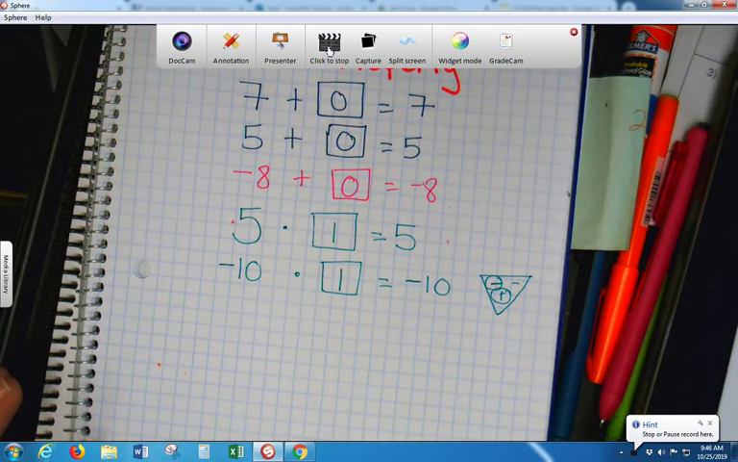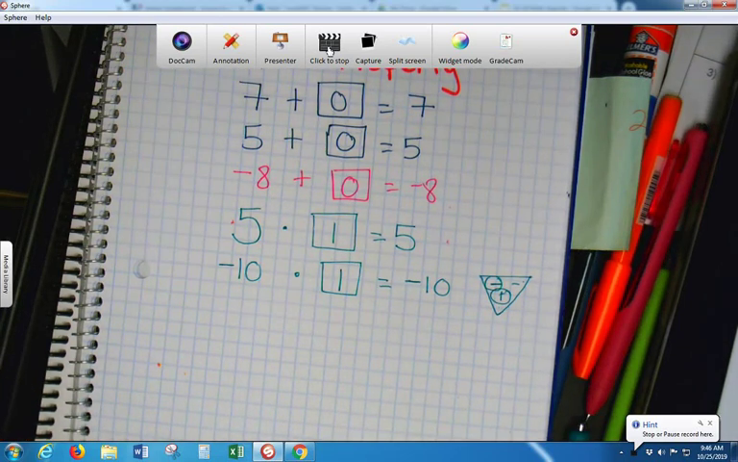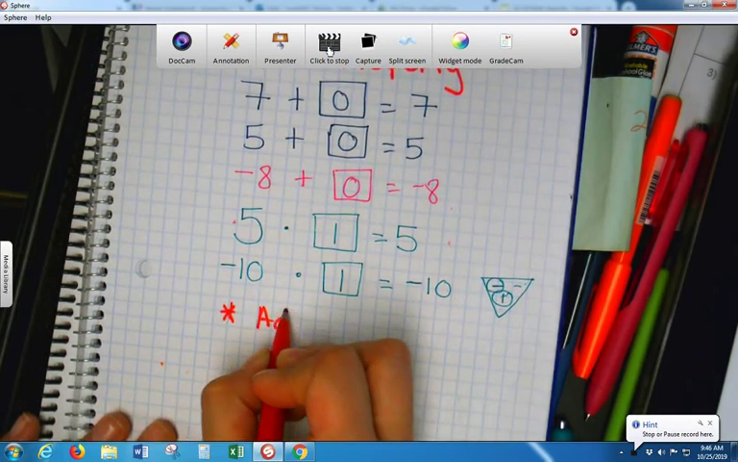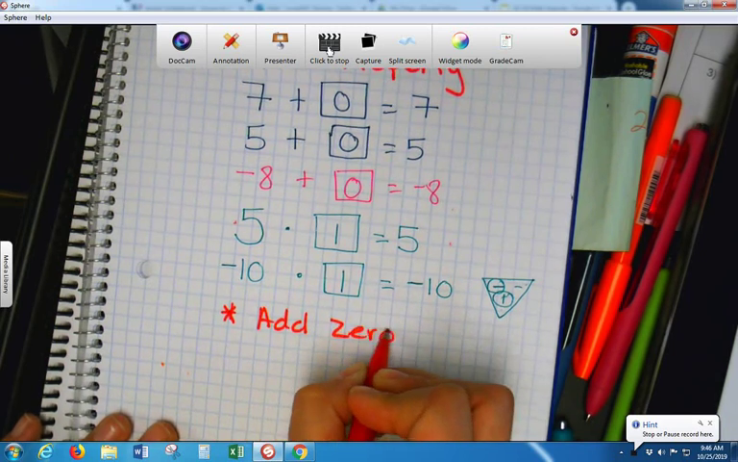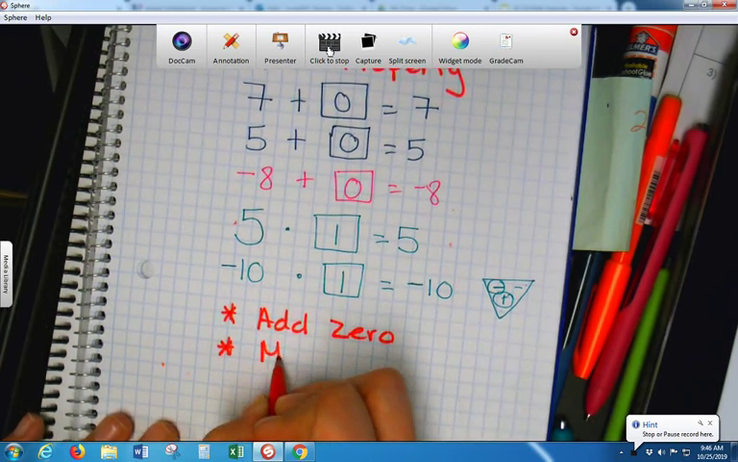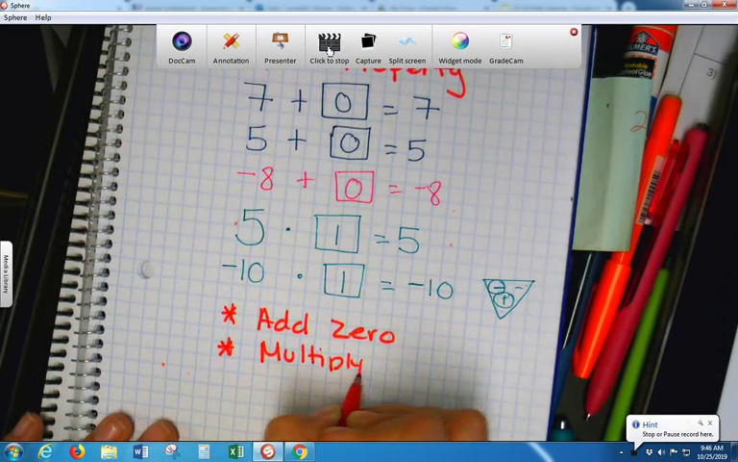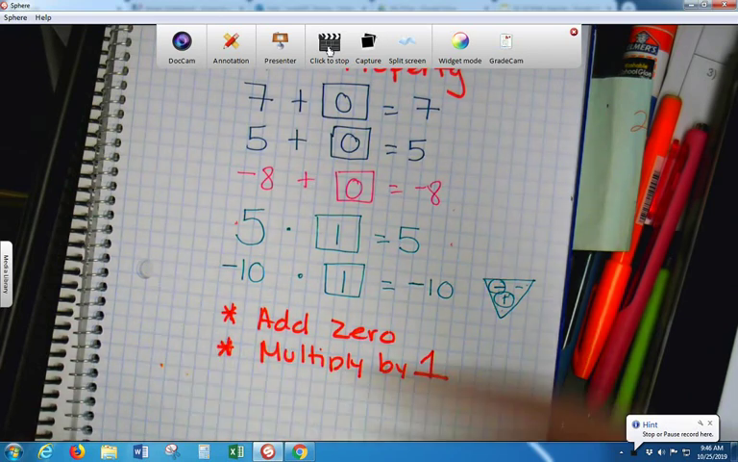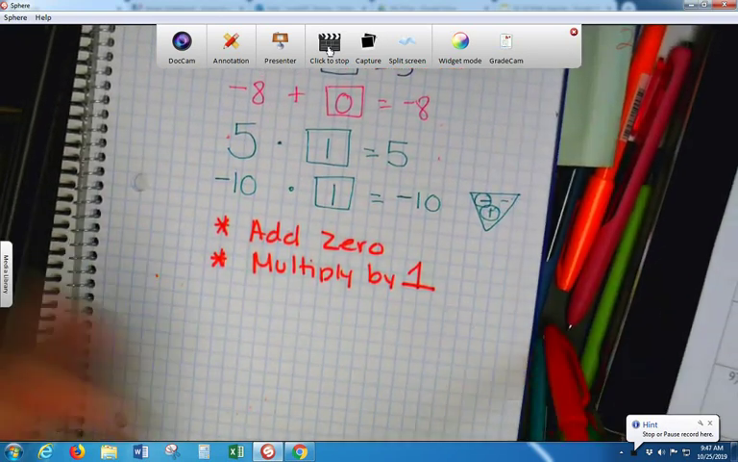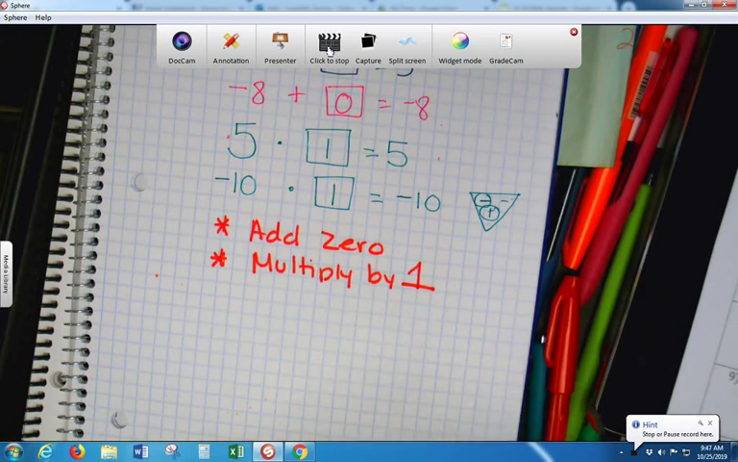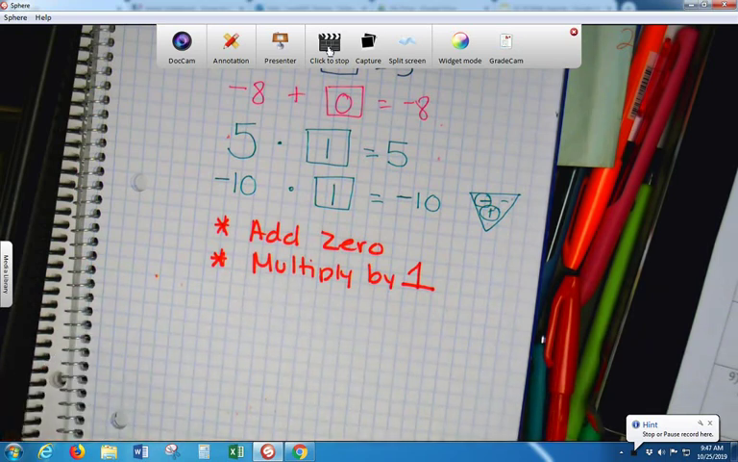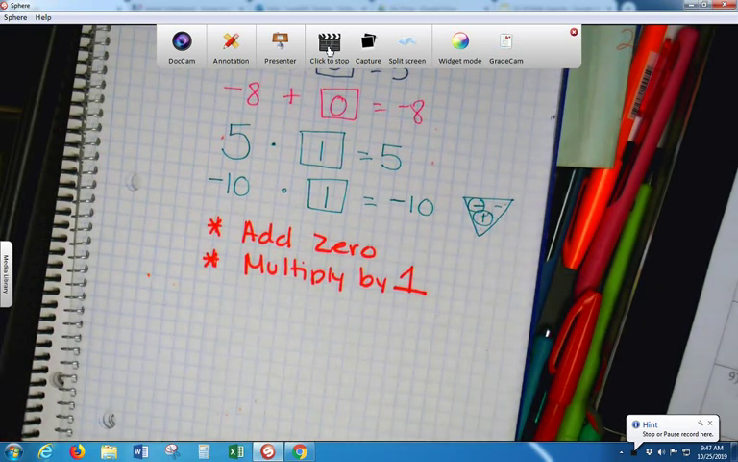So the identity property is when you add 0 or you multiply by 1. Okay? So it's when you're adding 0, multiplying by 1. So whenever you see a problem in addition and it's adding 0, you're doing the identity property. If you see a problem where you're multiplying by 1, you're using the identity property of multiplication.